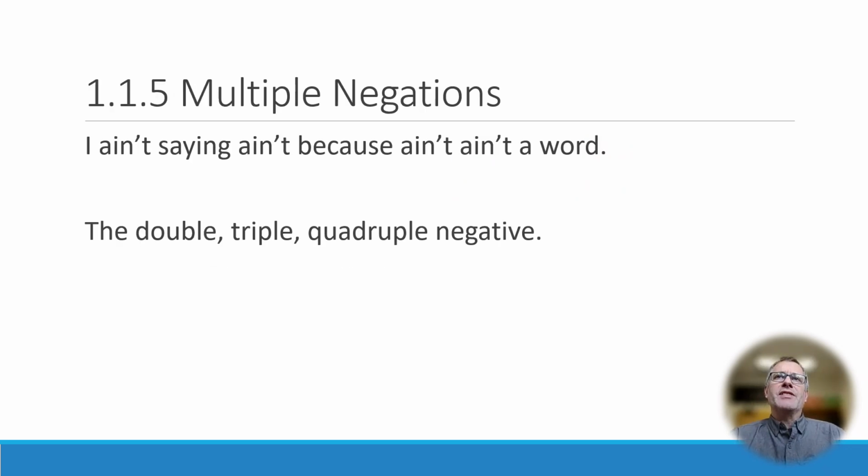I'm going to skip section 1.1.4 a little bit here. In section 1.1.5, it talks about multiple negations. The standard phrase that everyone knows in English is pretty much I ain't saying ain't because ain't a word. Where ain't means am not. So there are a large number of nots in this sentence, all of them being am nots.